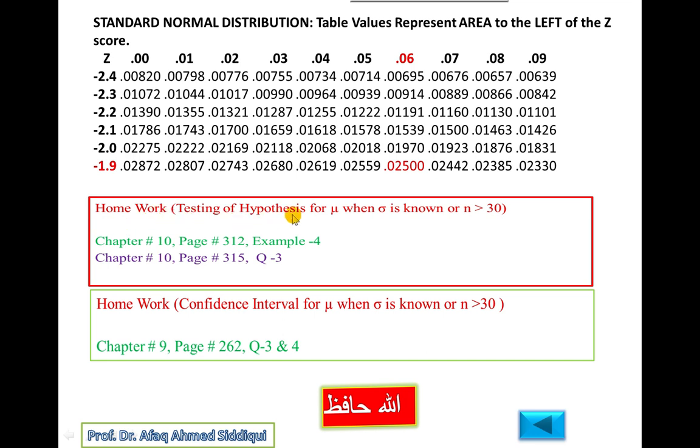Now homework. For testing of hypothesis for mu, sigma known or n greater than 30: chapter number 10 of testing of hypothesis, page number 312, solve example number 4, and page number 315, question number 3. Homework for the confidence interval, the second topic of the same condition: chapter number 9, page 262, questions number 3 and 4.